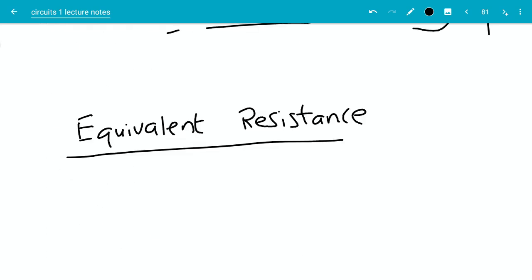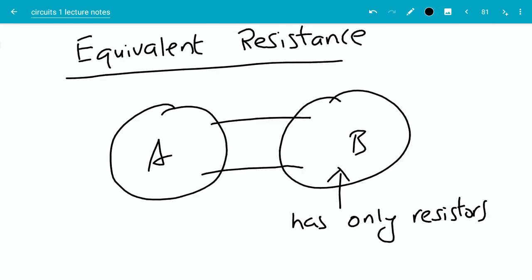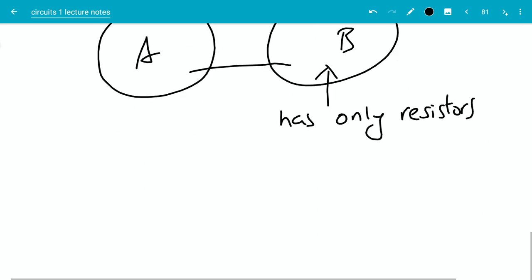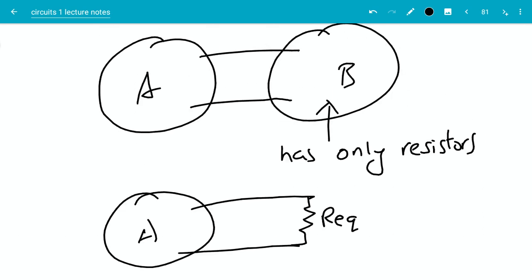So in this context, we can talk about equivalent resistance. So let's take a circuit again, and we're dividing the circuit into two parts, A and B, with two wires going between A and B. And let's say the part B has only resistors and nothing else. And these resistors can be connected in an arbitrary way. Then you can replace the entire B with a single resistance called the equivalent resistance.